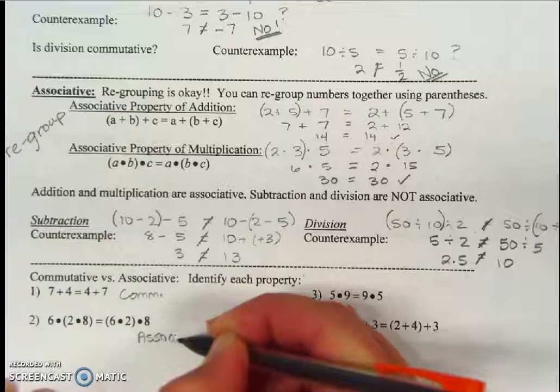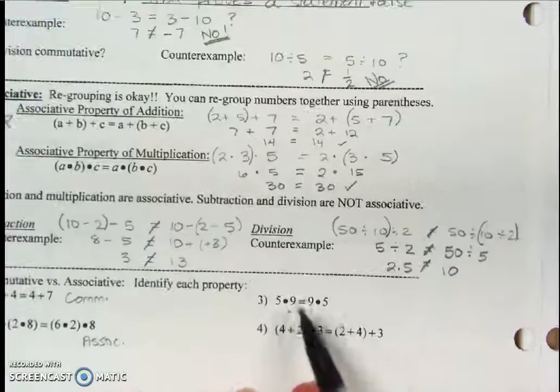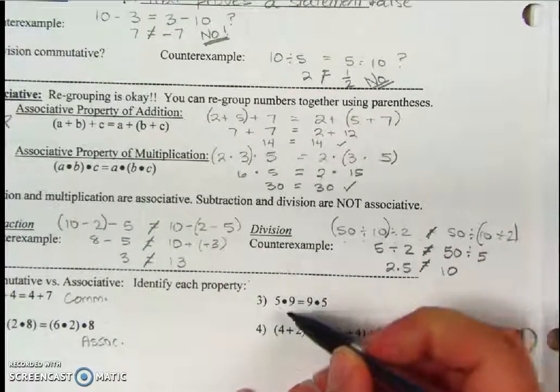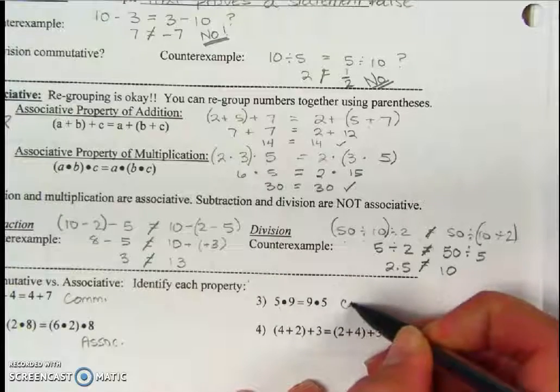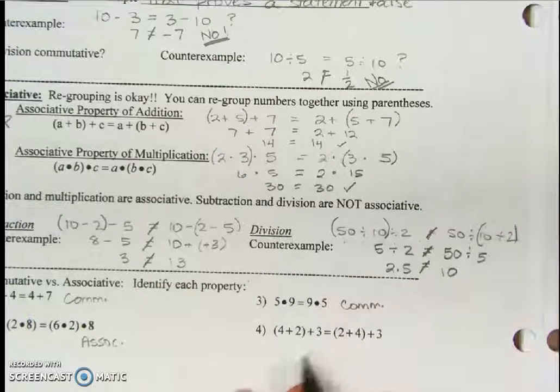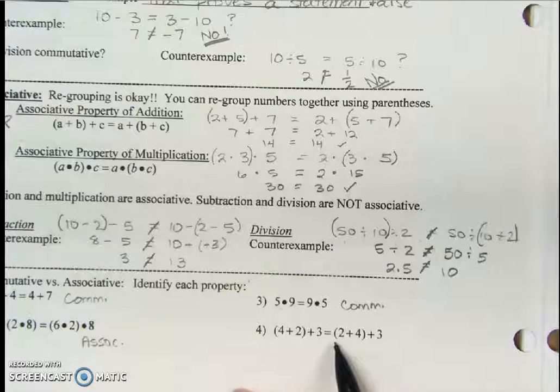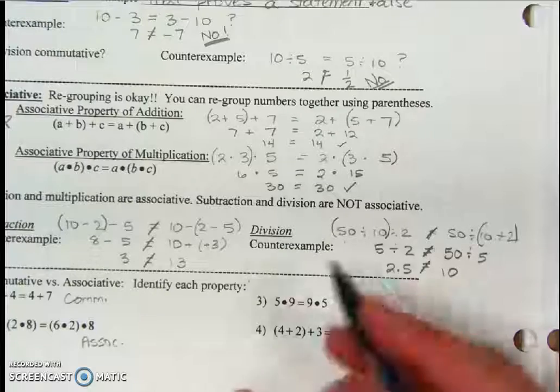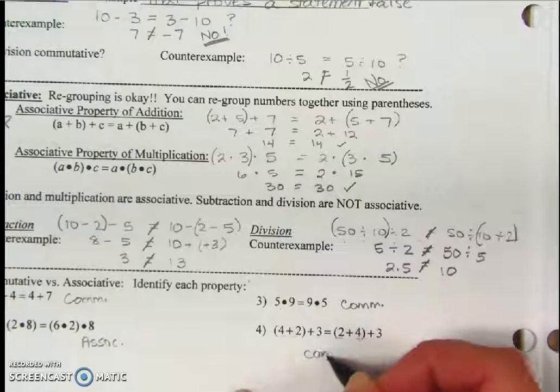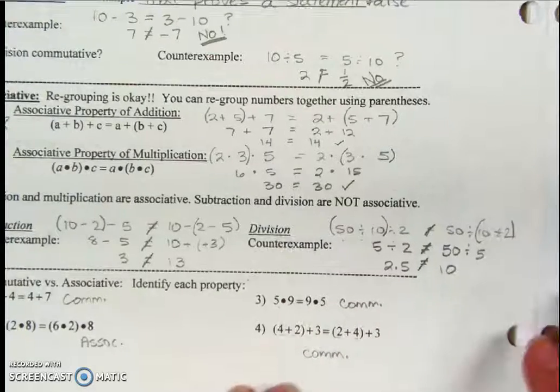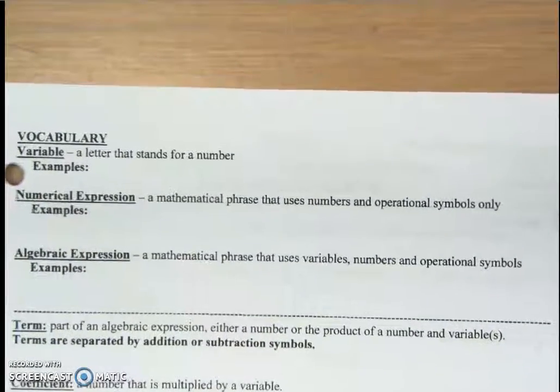That's the associative property. All right, over here, number 3, 5 times 9 equals 9 times 5. Order has switched, and so that's commutative. And here I see 4 plus 2 plus 3 equals 2 plus 4 plus 3. They tried to trick us with parentheses, but what really switched was the order. 4 and then 2 and then 2 and then 4, and so what really changed, that's the commutative property. They switched order.